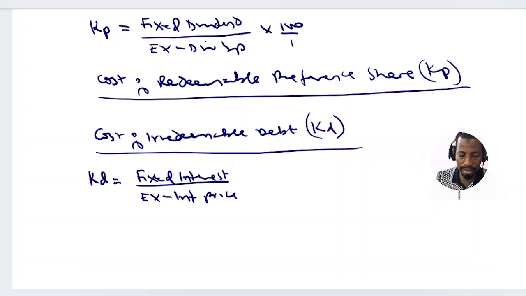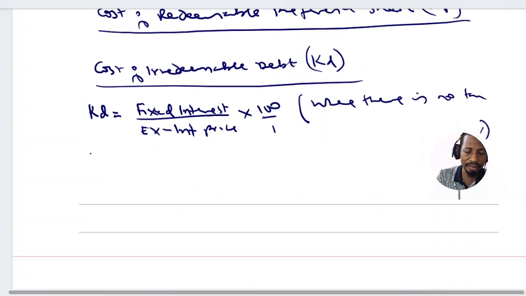That is the interest, the price that excludes interest expense. So multiply by 100 over 1. This formula is used where there is no tax. So where there is no tax, that's when you use this formula.